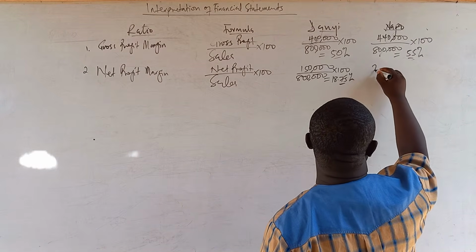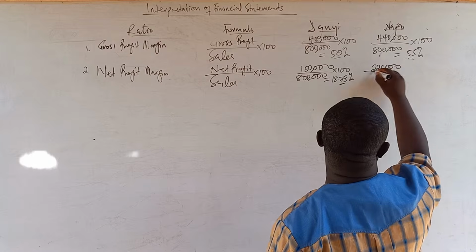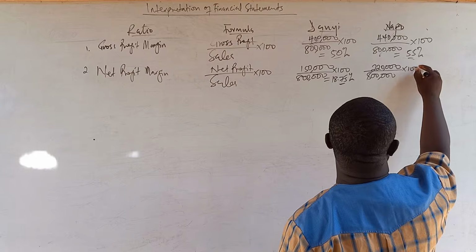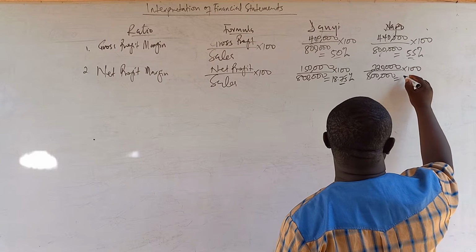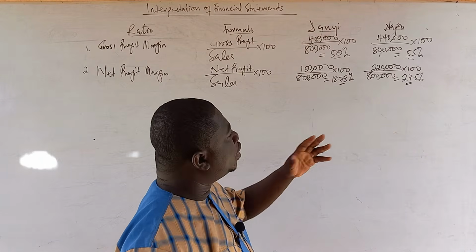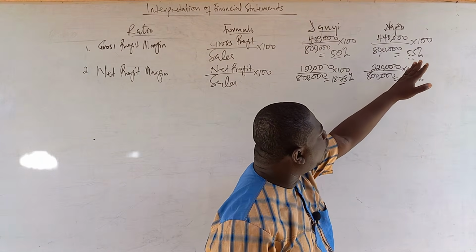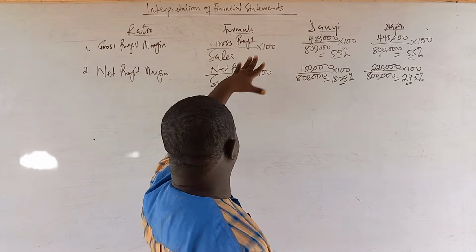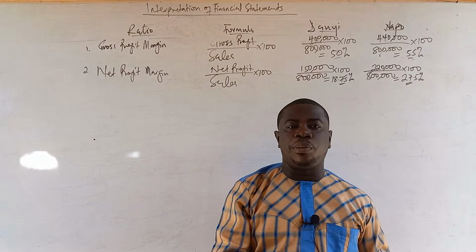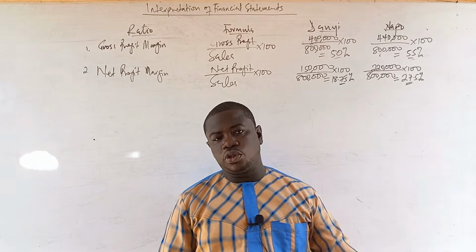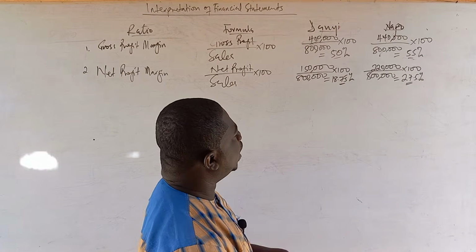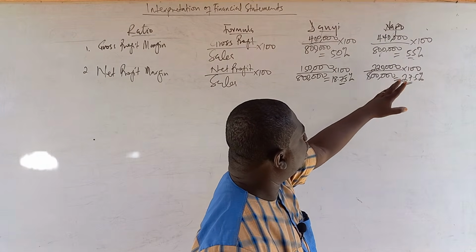And then we can calculate the same for Napo. Napo's net profit from the question is 220,000. So over sales of 800,000 times 100. That is going to give us 27.5%. And so as you can observe, Napo is doing better than Danny in both profit areas, even though I'm going to add the last profitability area. But according to this question, we are supposed to make comments on profitability, and also make assessments on liquidity for both businesses. And I'm just drawing your attention to the fact that Napo is doing well in terms of profit.